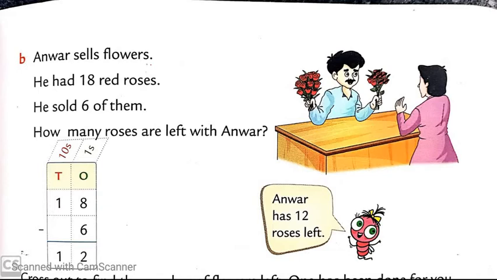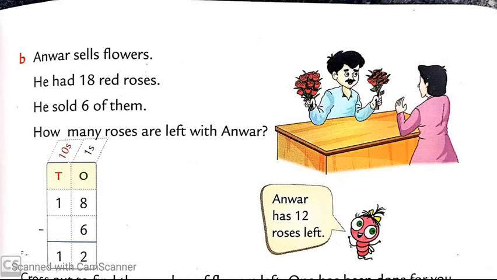Anwar sells flowers. He had 18 red roses. He sold 6 of them. How many roses are left with Anwar? Anwar sells flowers. He had 18 roses. Look, this is Anwar. A bunch of 10 in one hand, 8 in another hand. How many are there? 1, 2, 3, 4, 5, 6, 7. Okay. So he sold 6 of them. How many roses are left with Anwar?